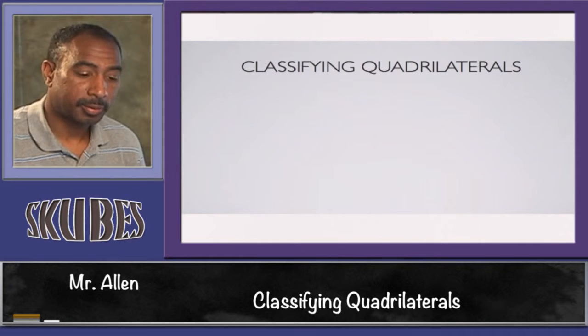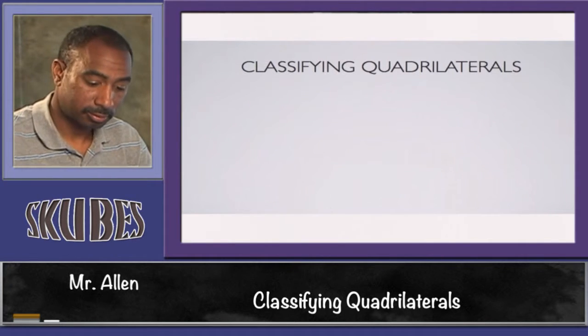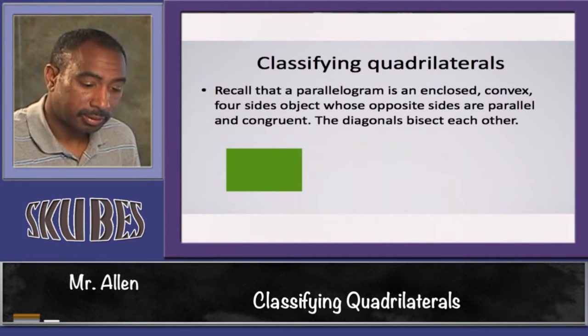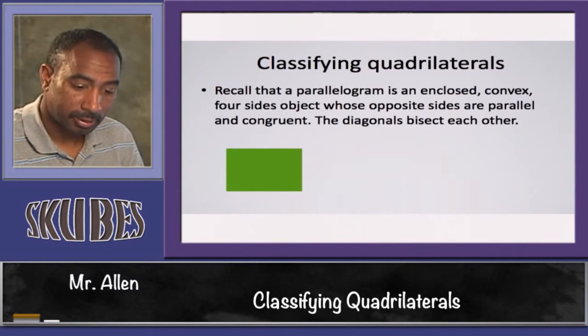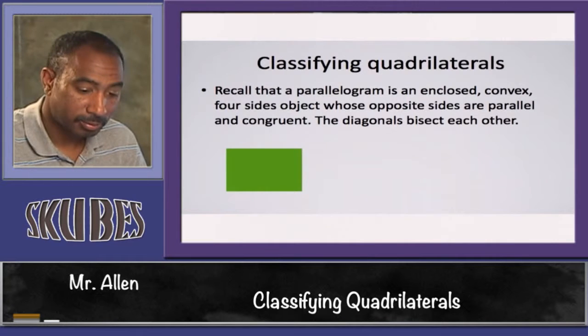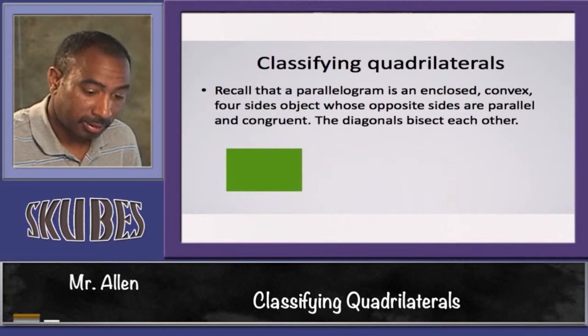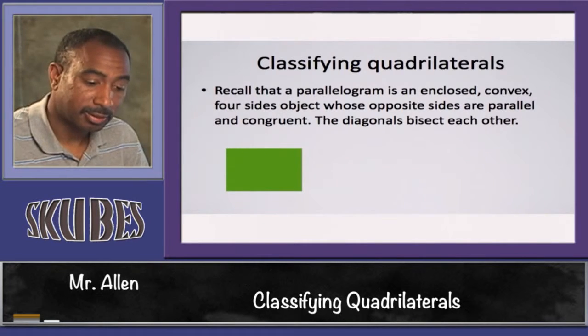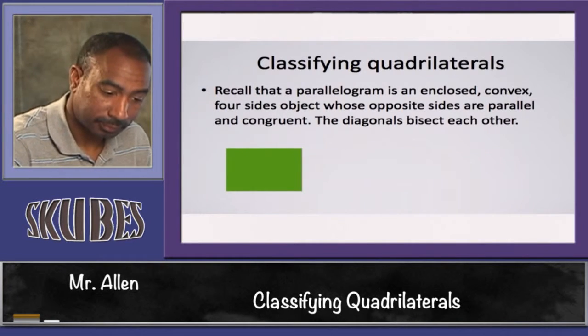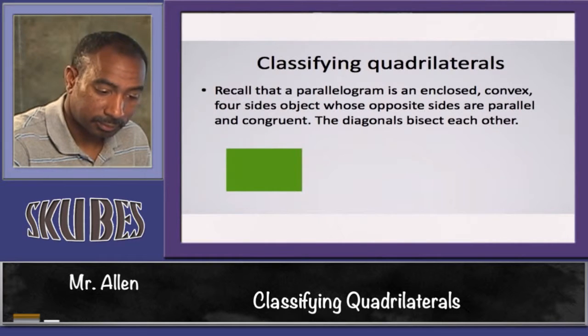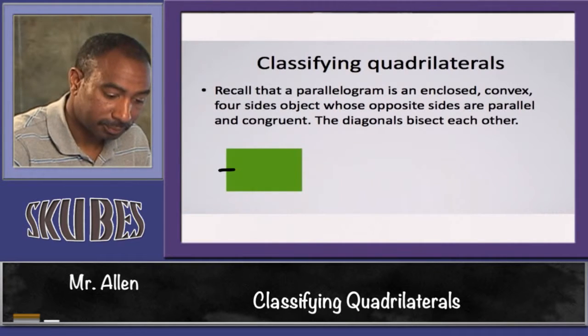All right, today's lesson is going to be on classifying quadrilaterals. I recall that a parallelogram is an enclosed, convex, four-sided object whose opposite sides are parallel and congruent. And we know that the diagonals bisect each other. So we know opposite sides are the same.